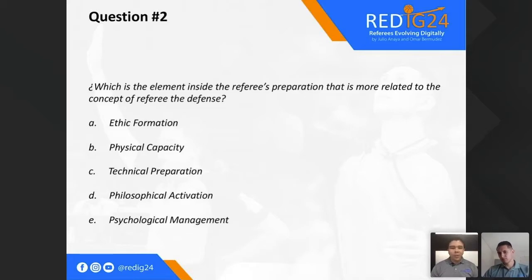Omar, what do you think about this question? What is your answer? I'm agreeing with the 62% on technical preparation. We will be learning and improving game by game about where we need to look to referee the defense properly. Okay, I also agree: technical preparation, having the concept clear, and then matching this concept with the IOTs and mechanics to have a good decision-making process on the court. So let's move on.